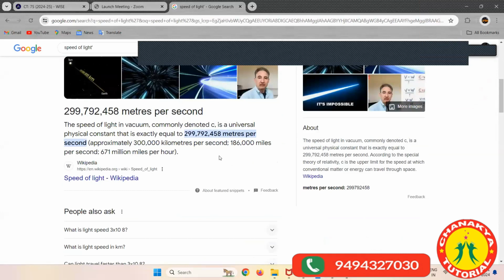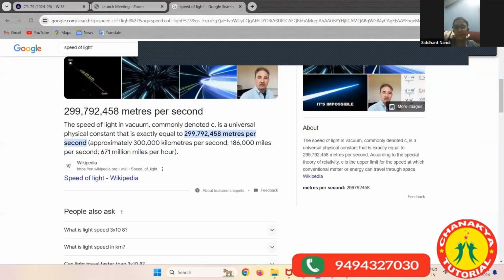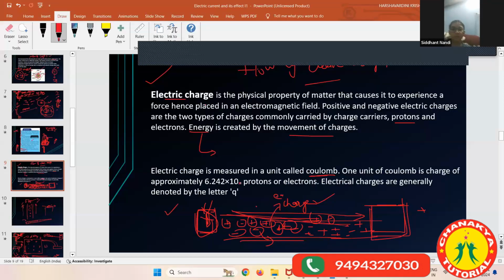Ma'am, a question: the time taken for light to reach the earth from the sun is 8 minutes, 7 minutes. Yes, 7 point something. See, in the whole universe, light is the fastest thing to travel. If you exclude black holes, light will be the fastest thing to travel.